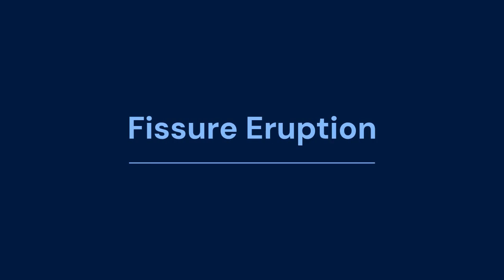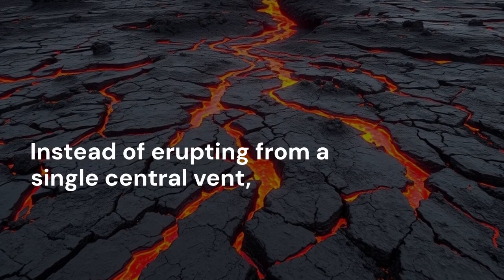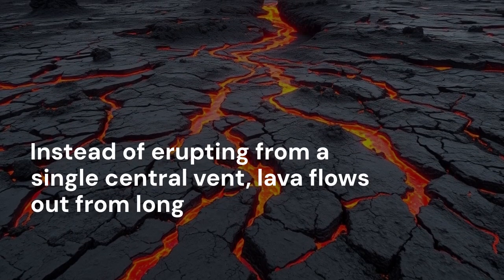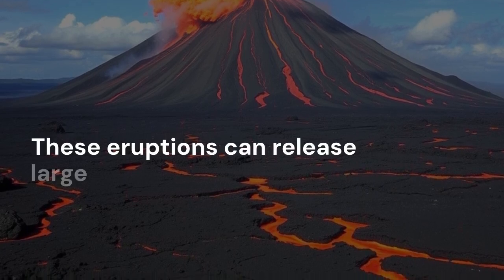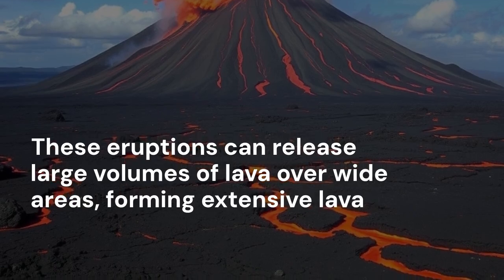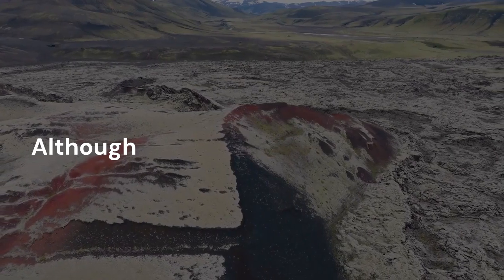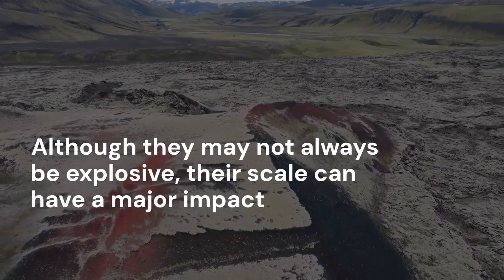Fissure eruptions are also significant. Instead of erupting from a single central vent, lava flows out from long cracks in the Earth's surface. These eruptions can release large volumes of lava over wide areas, forming extensive lava plains. Although they may not always be explosive, their scale can have a major impact on the landscape.